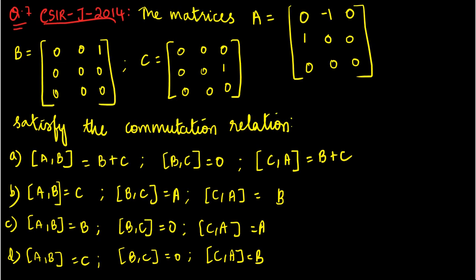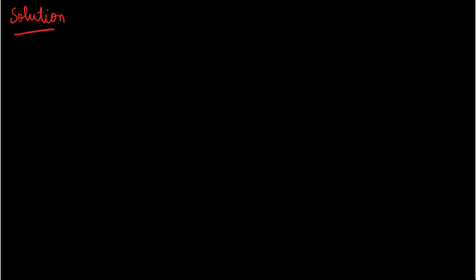Next is a very simple question. I think you can even solve this. You have three matrices A, B, and C, and you have to see which satisfy the commutation relation. Basically you have to find [A, B] and [B, C]. If you find only those two, it is easy to answer the question. So let us find [A, B]. How do you write it? [A, B] is AB minus BA. So now I have to find A into B and B into A.